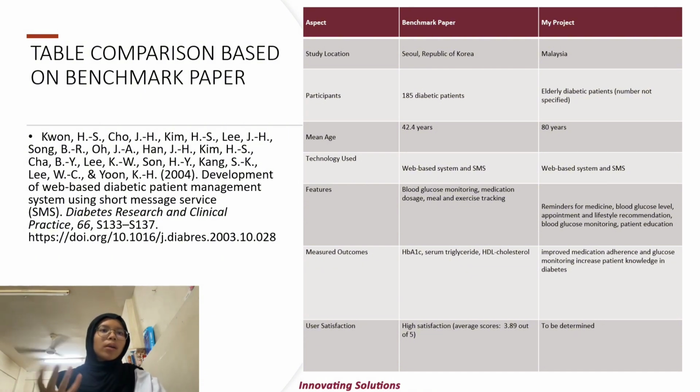So what is the measured outcome? In my benchmark paper it is the HbA1c test, the serum triglyceride, and HDL cholesterol, while my project is the reduction in diabetes-related complications, improved medication adherence and glucose monitoring, and also improved patient education in diabetes. User satisfaction. In my benchmark paper, it's high satisfaction, with an average score of 3.89 out of 5. And then for my project, it is to be determined.